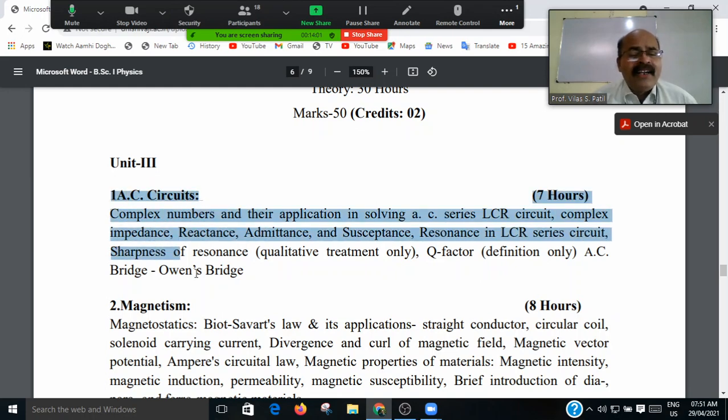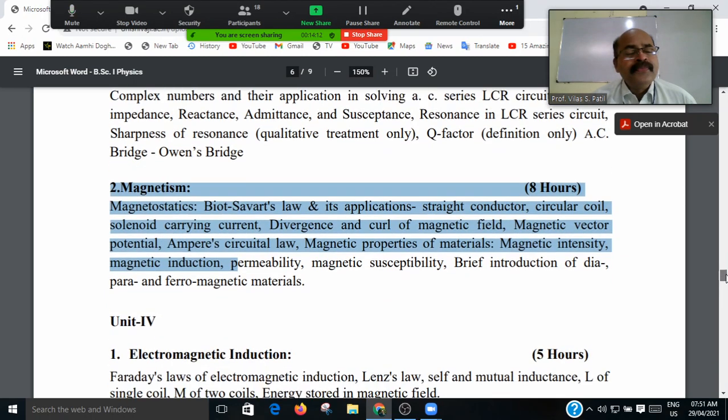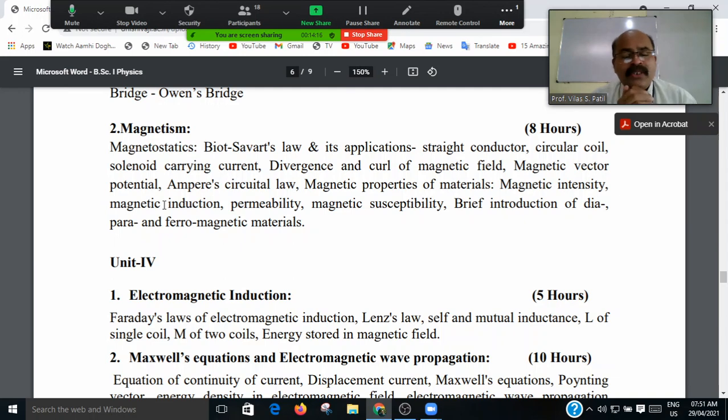Okay, after this part of alternating current from unit 3, we are switching toward the magnetism part, which is also part of unit 3. In magnetism, what we are going to see is that magnetic induction is a very important key.